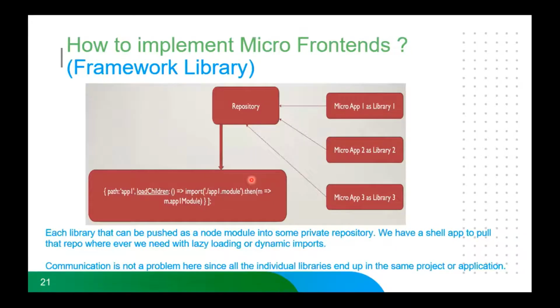The other one is framework libraries. What we used to do is develop small private repositories for particular applications, and put some sort of shell app to pull those, using lazy loading or dynamic import. The communication is quite smooth here. So these are the fifth part, and now I'm going to the last part.